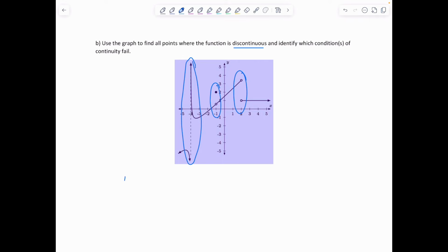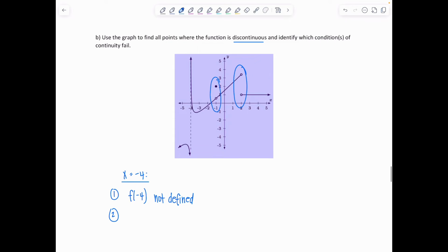So at x equals -4, first, is f of -4 defined? Do you see a function value, a point on the graph, a y value where x is -4? No, I see this side's approaching positive infinity, this side's approaching negative infinity, but I don't see an actual function value when x is -4, so no. F of -4 is not defined. So already it fails condition 1.